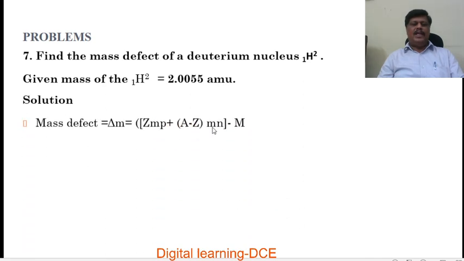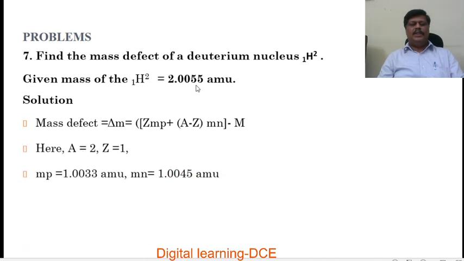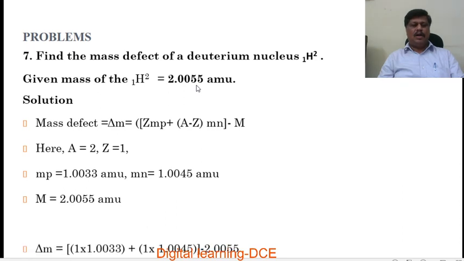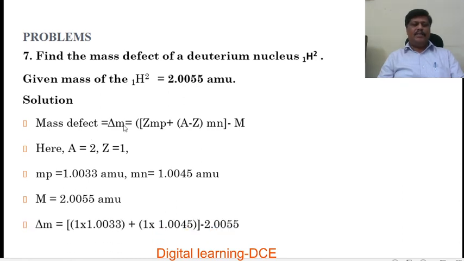Next problem. Find the mass defect of a deuterium nucleus, that is 1H2. Given mass of the deuterium nucleus is equal to 2.0055 AMU by assuming mass of the proton and neutron. Mass defect delta M is equal to Z into Mp plus (A minus Z) into Mn minus capital M. Here mass number is 2, atomic number is 1, and Mp. Assume the mass of the proton 1.033 AMU and Mn is equal to 1.0045 AMU. These are the special values.